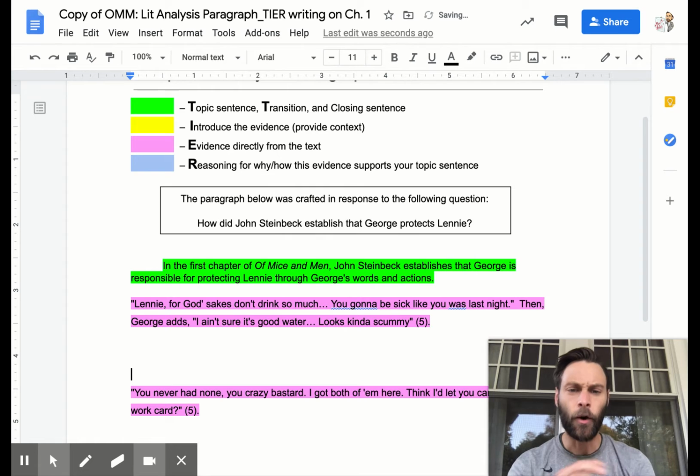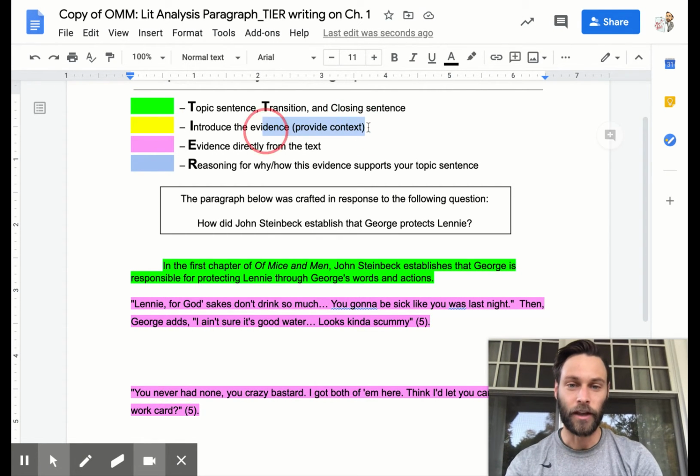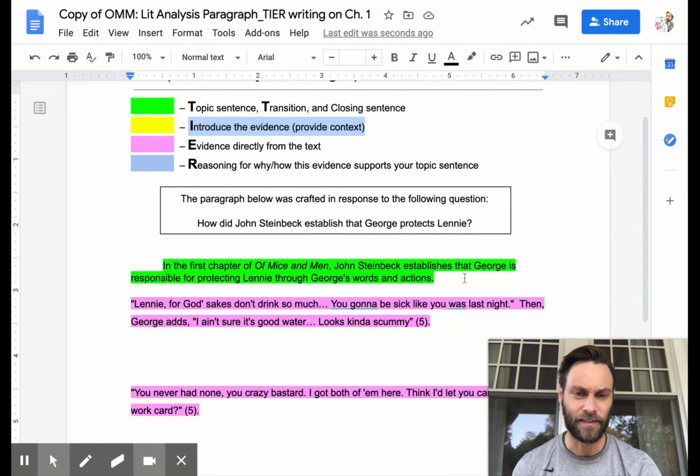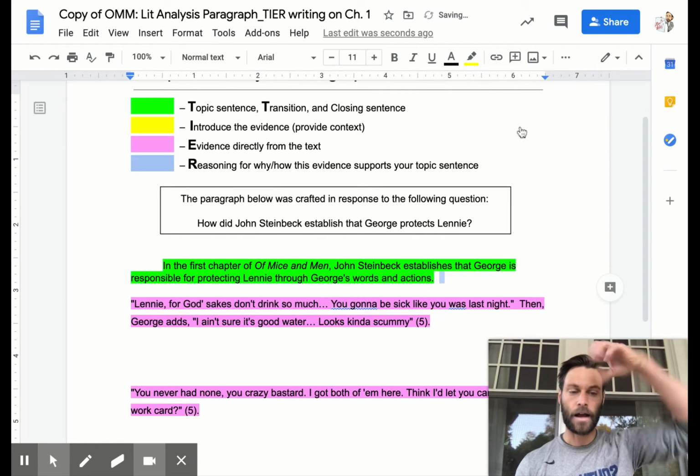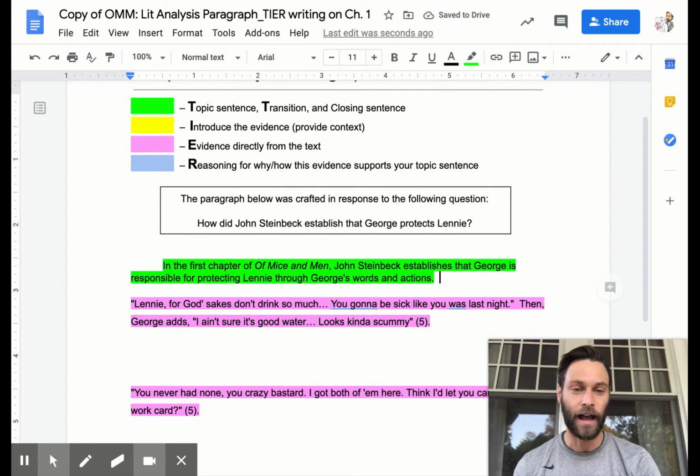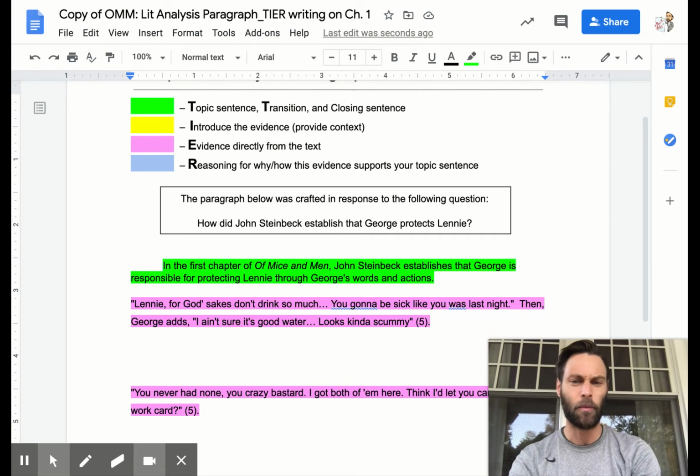All right. So now I can't just jump here, right? We need to introduce the evidence. That's the I in TIER. So this is all about that context here. So now I need to take a few moments. I can't just drop a quote bomb. I need to go ahead and set up what's going on in this moment. So I'm going to take a few sentences to do that. You can do this in 1, 2, 3 sentences. Any more than that, we might be summarizing too much. But I think that's a good goal, 1 to 3 sentences max.